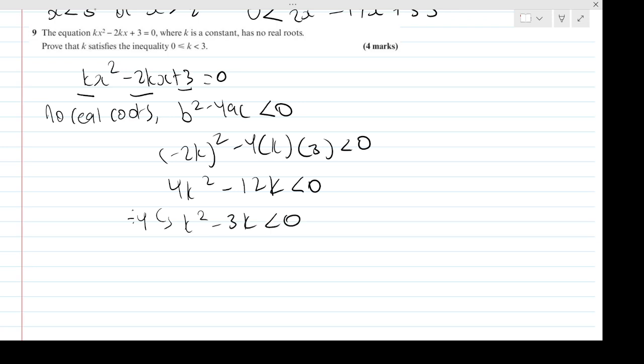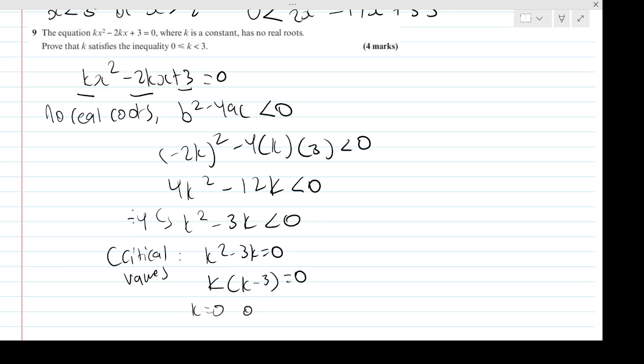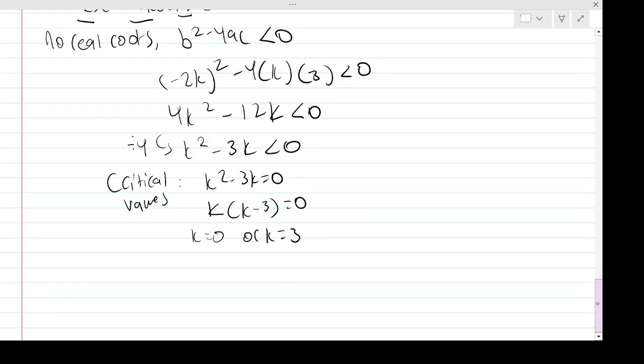And then this is just a quadratic inequality, isn't it? So then we need the critical values, which again is when you equal it to 0. We can factorise it. So k squared minus 3k is equal to 0. That's where we get our critical values. So k of k minus 3 equals 0 by factorising. So simply set each factor to 0, so k equals 0 or k equals 3. Those are two critical values that allow us to sketch the quadratic.